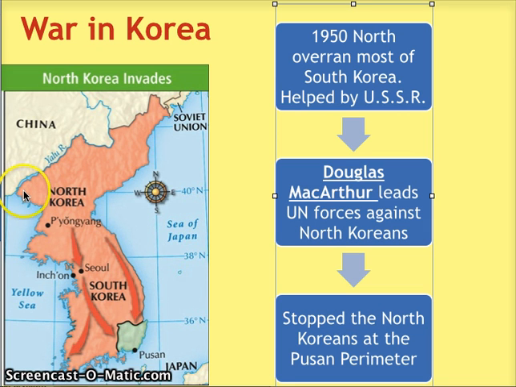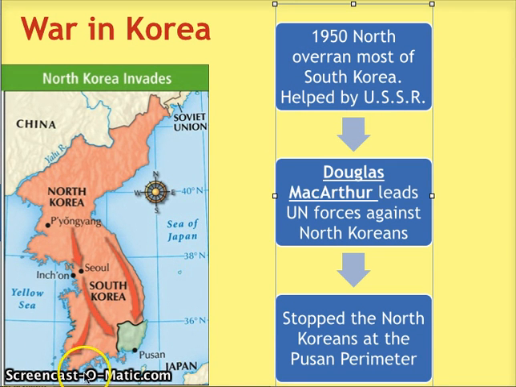Now, the Soviets, they sort of believed that the US wasn't going to back up South Korea, and they saw that many of the American troops were leaving South Korea. So they took this as a chance to try and take over South Korea. So in 1950, North Korea ends up overrunning South Korea with the help of the Soviets.